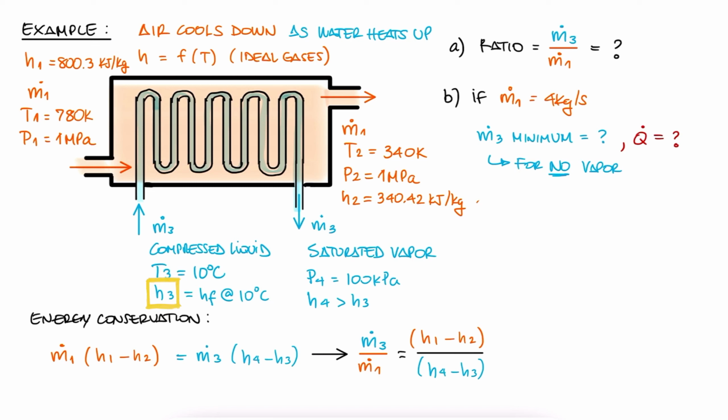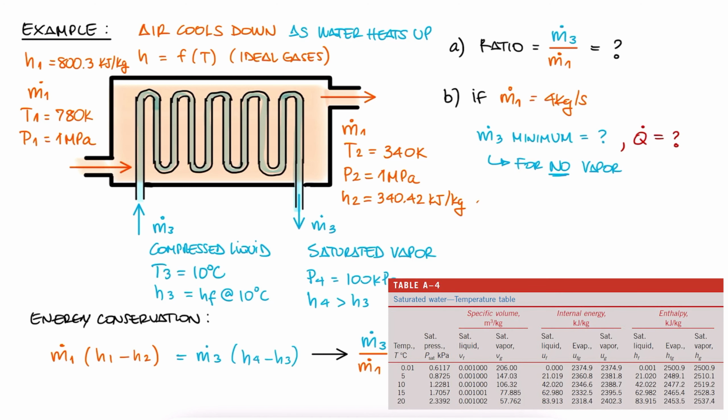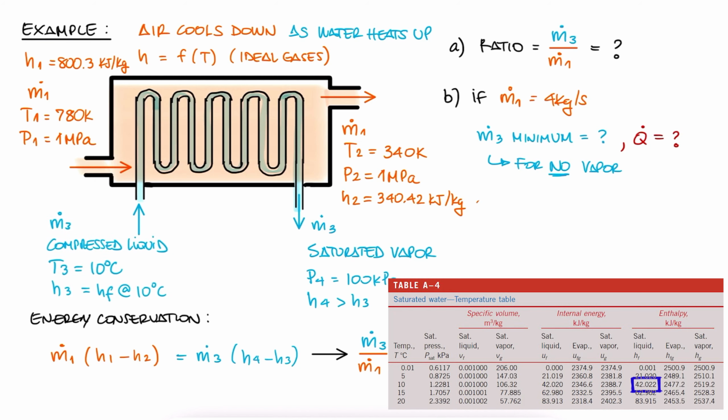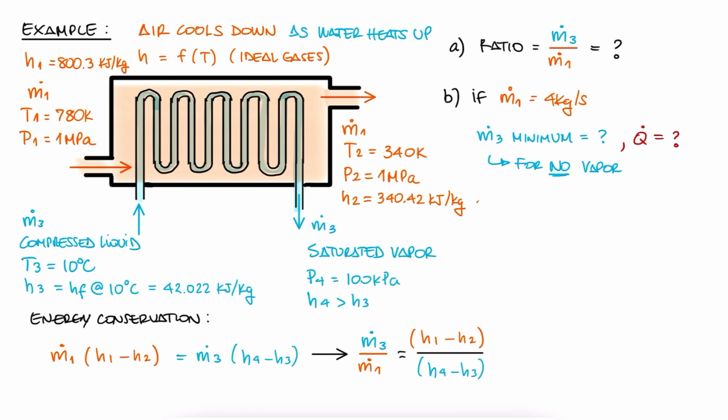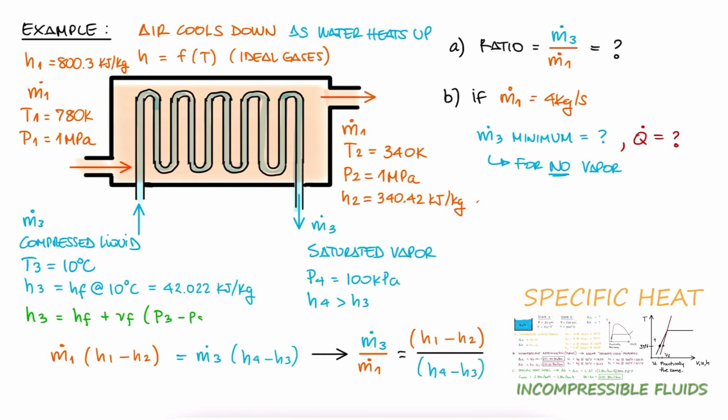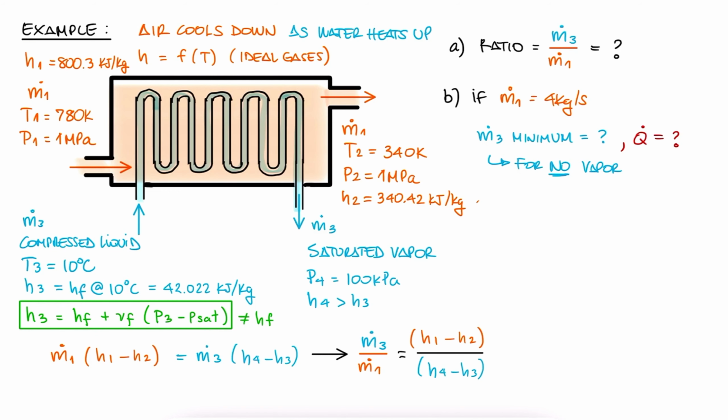So to find H3, we go to the saturated water tables, the temperature version, and write down the saturated liquid enthalpy Hf for 10 degrees Celsius as the value for H3. Brief parenthesis here, remember you can get a slightly more accurate value here using what we learned in the specific heat and energy changes for incompressible fluids 11-minute lecture video. Link below if you don't know where this is coming from.